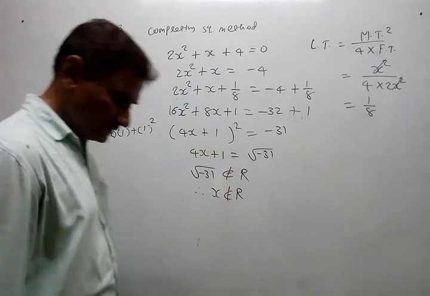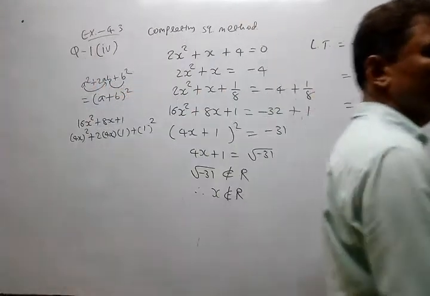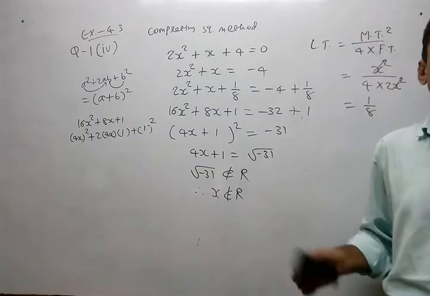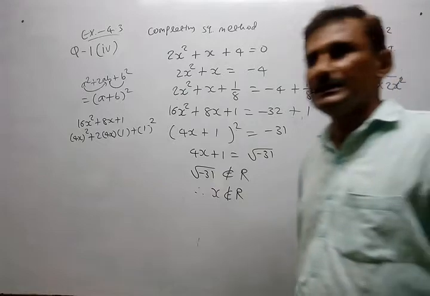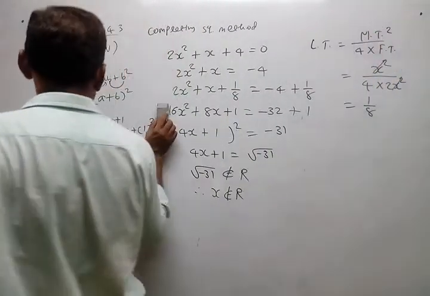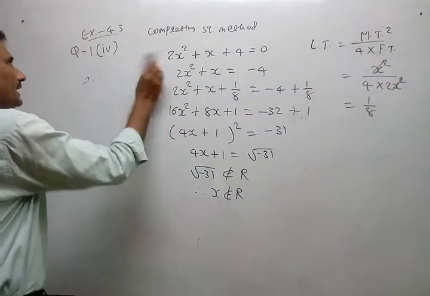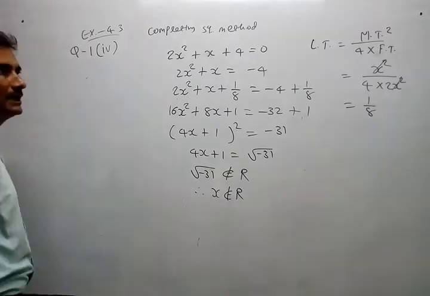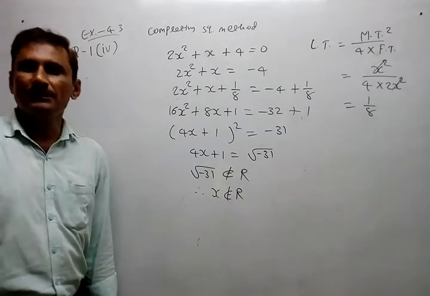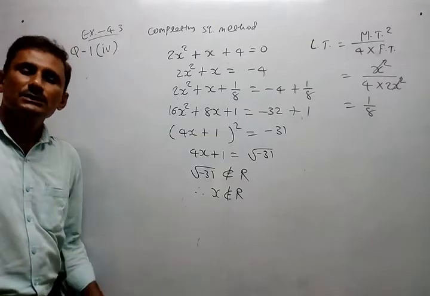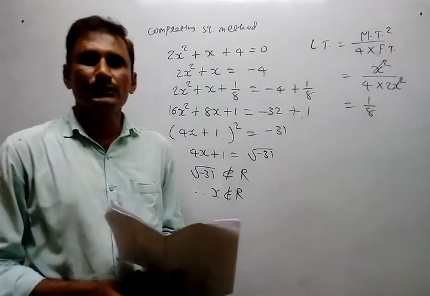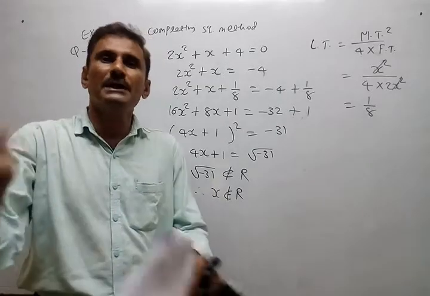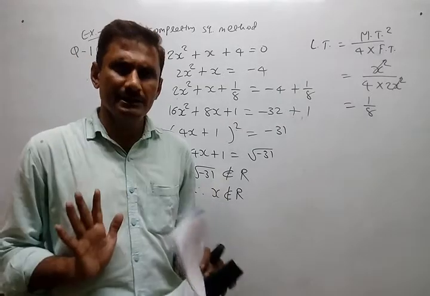Okay, so this was the last. Now look at the second question, main question number 2. They are telling us to solve the same all 4 sub-questions by another method, and that method is the quadratic formula method. So the next method is the quadratic formula method. Now what is the quadratic formula method? First of all, you understand it is based on a formula. You just remember the formula and apply that formula. It is very easy.